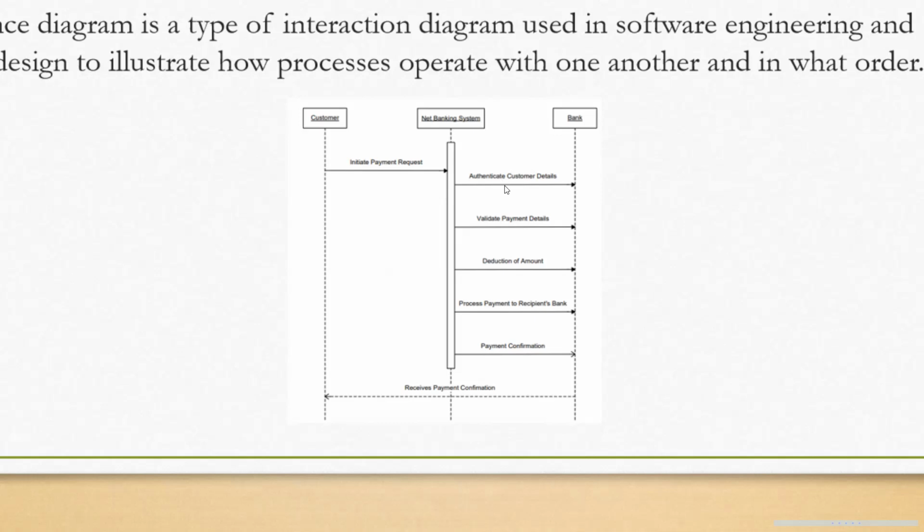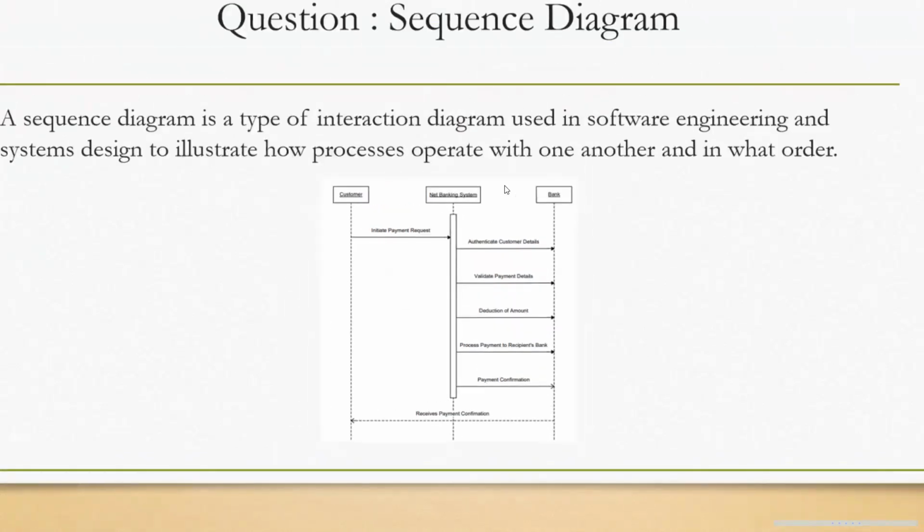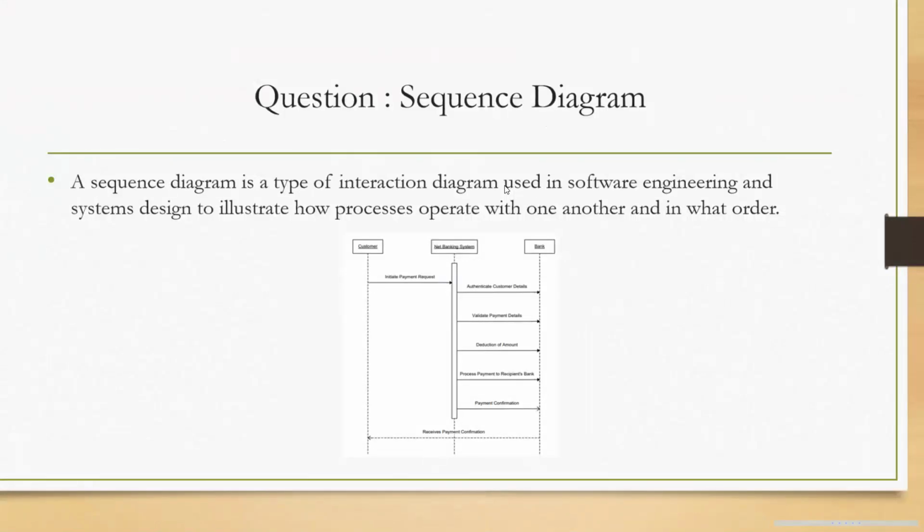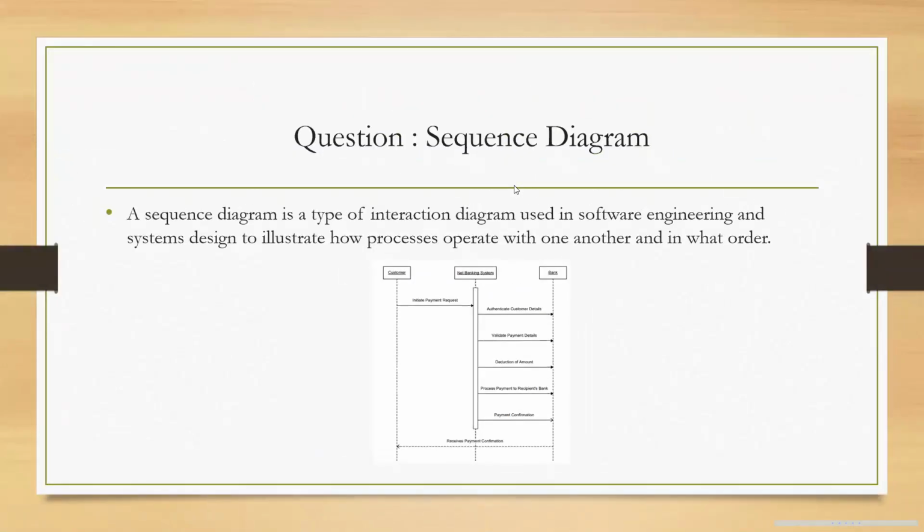So this is the sequence diagram. You need to know how it is drawn and what the flow is. This is the flow of a customer who wants to make a payment. You need to know that the sequence diagram is not drawn by the business analyst; it is drawn by the software technical team, and we just need to know how they have drawn it.